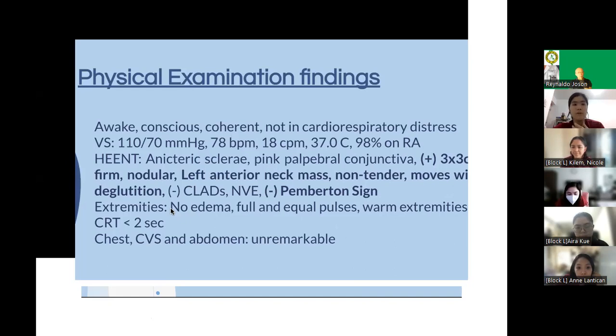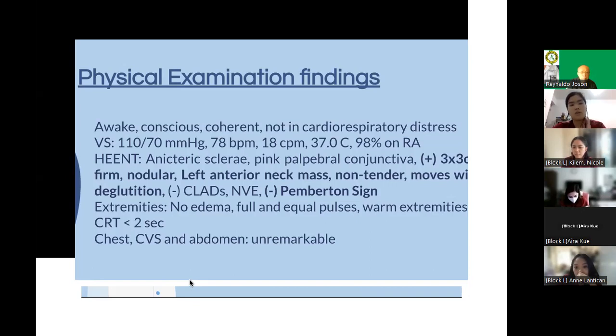As for the pre-operative findings, po, physical examination findings: the patient was awake, conscious and coherent, and not in cardiorespiratory distress. He had stable vital signs. For the HEENT examination, he had anicteric sclerae and pink palpebral conjunctivae. Upon examination of the neck, he had a 3 by 3 centimeter firm nodular left anterior neck mass that is non-tender and moves with deglutition.